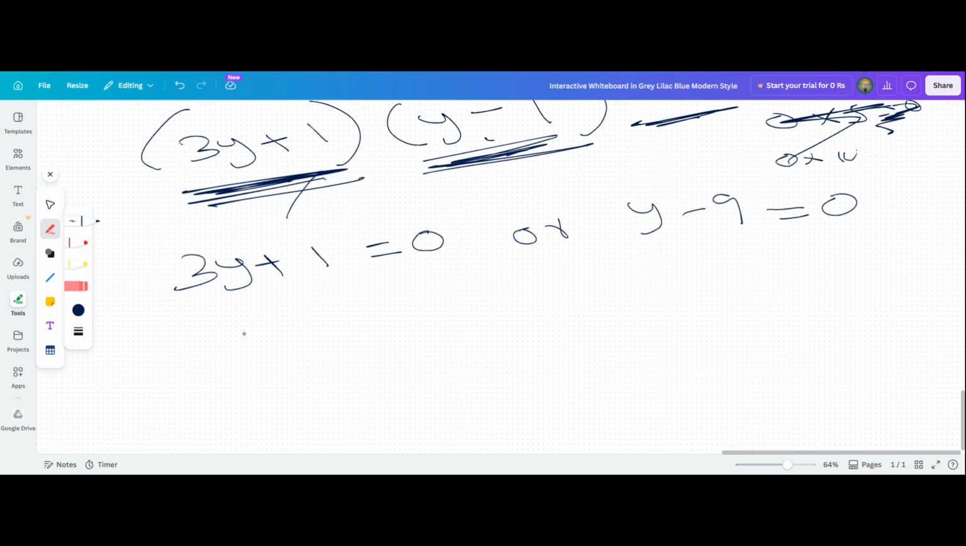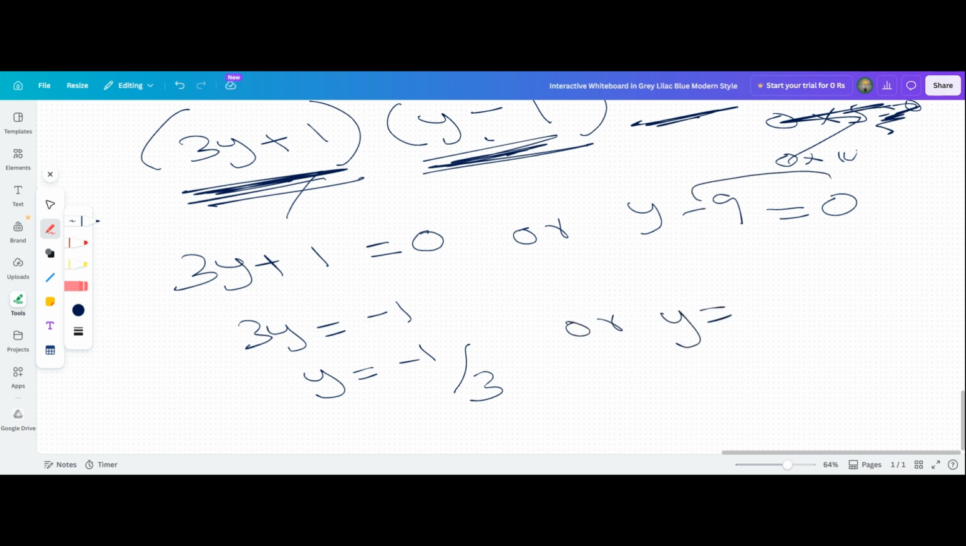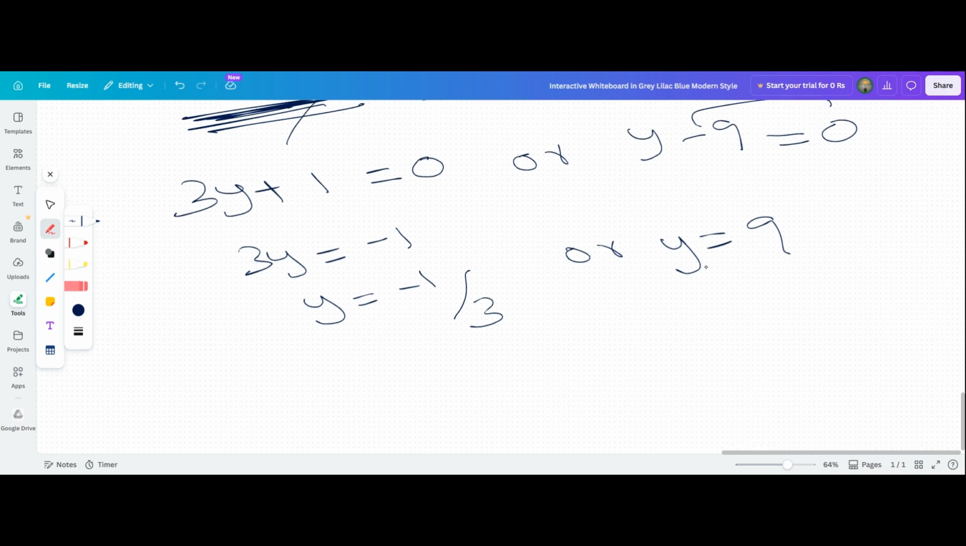So 3y is equal to minus 1, so y is equal to minus 1 over 3, or y is equal to, if you bring that 9 to that side, 9. So two answers: y is equal to minus 1 over 3, or y is equal to 9.